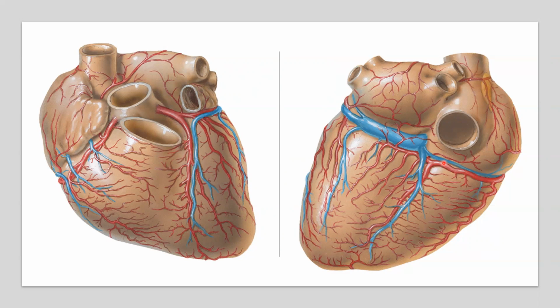How many branches do we have just now? Number one is the conus branch, and then the SA nodal, and then the right marginal, and then the posterior interventricular, and then the AV nodal, and the left ventricular branch, which anastomoses with the left circumflex artery.